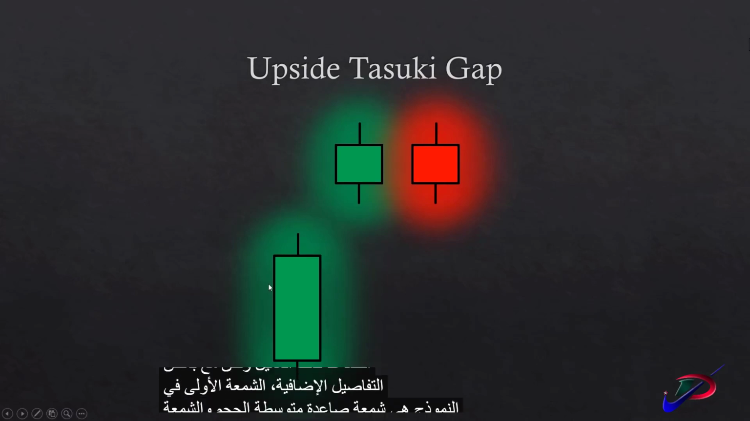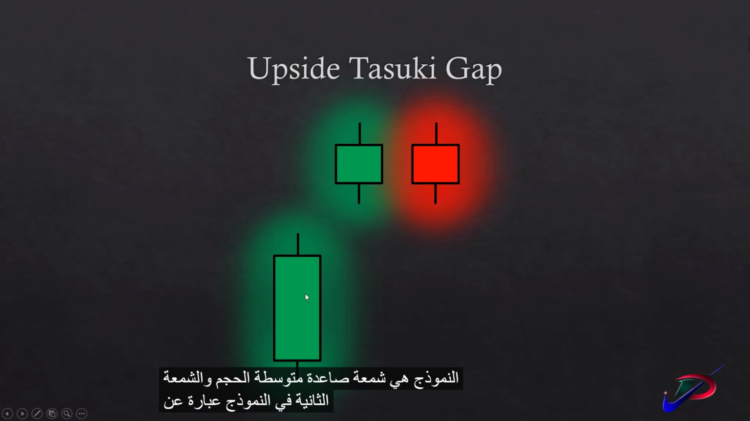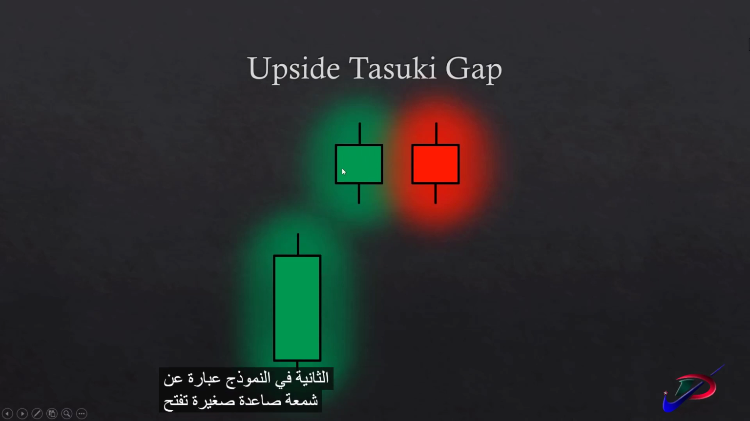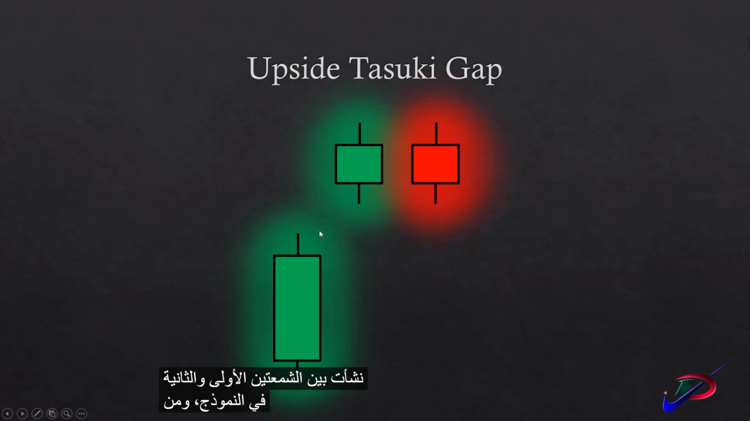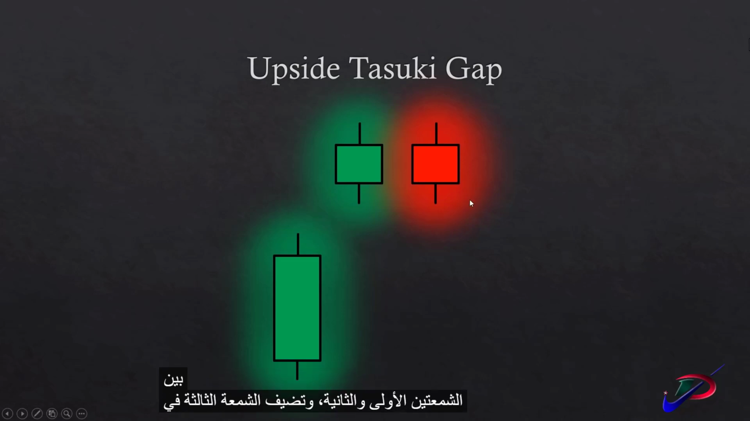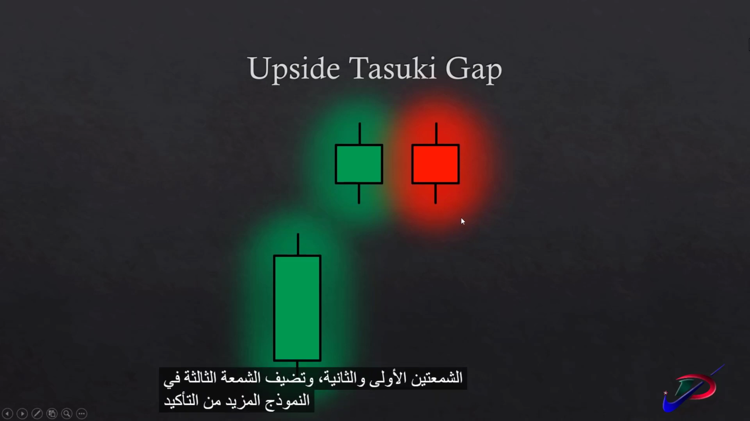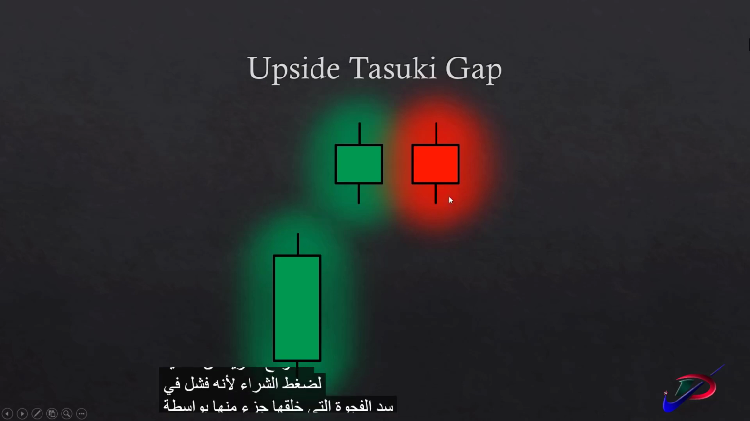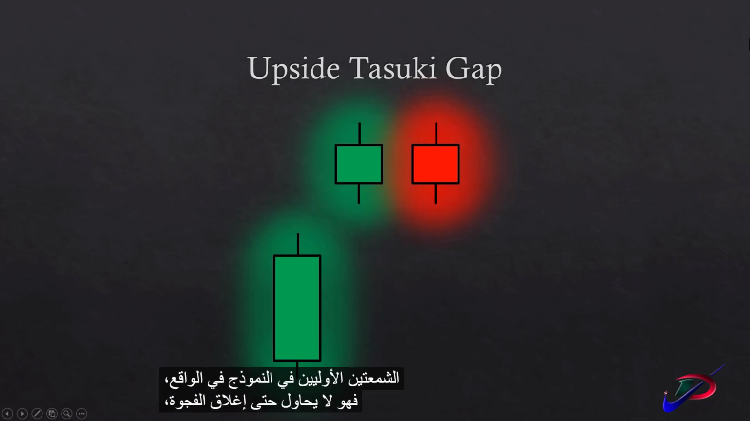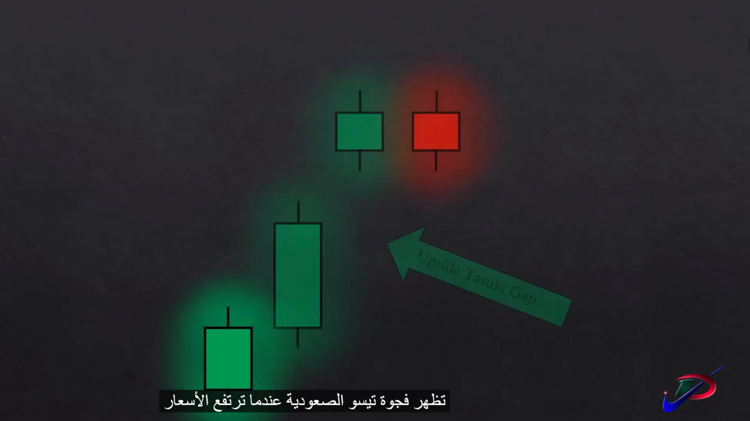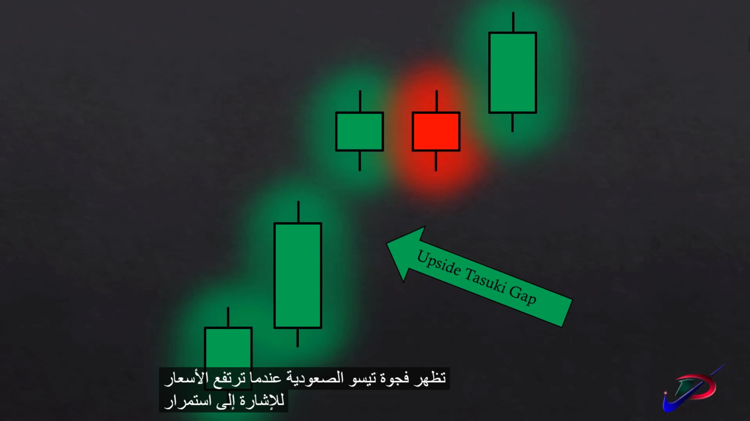The first candlestick in the pattern is a medium-sized bullish candle. The second candle in the pattern is a small bullish candle that opens with a gap up, and the third candle is a small bearish candle that fails to close the gap created between the first and second candlesticks in the pattern. It's clear that there is a lot of buying pressure between the first and second candlesticks. The third candle adds more confirmation to the buying pressure because it fails to close the gap created by the first two candles. In fact, it doesn't even attempt to close the gap. The bullish Tasuki gap appears when price is going up in order to signal a continuation to the upside.